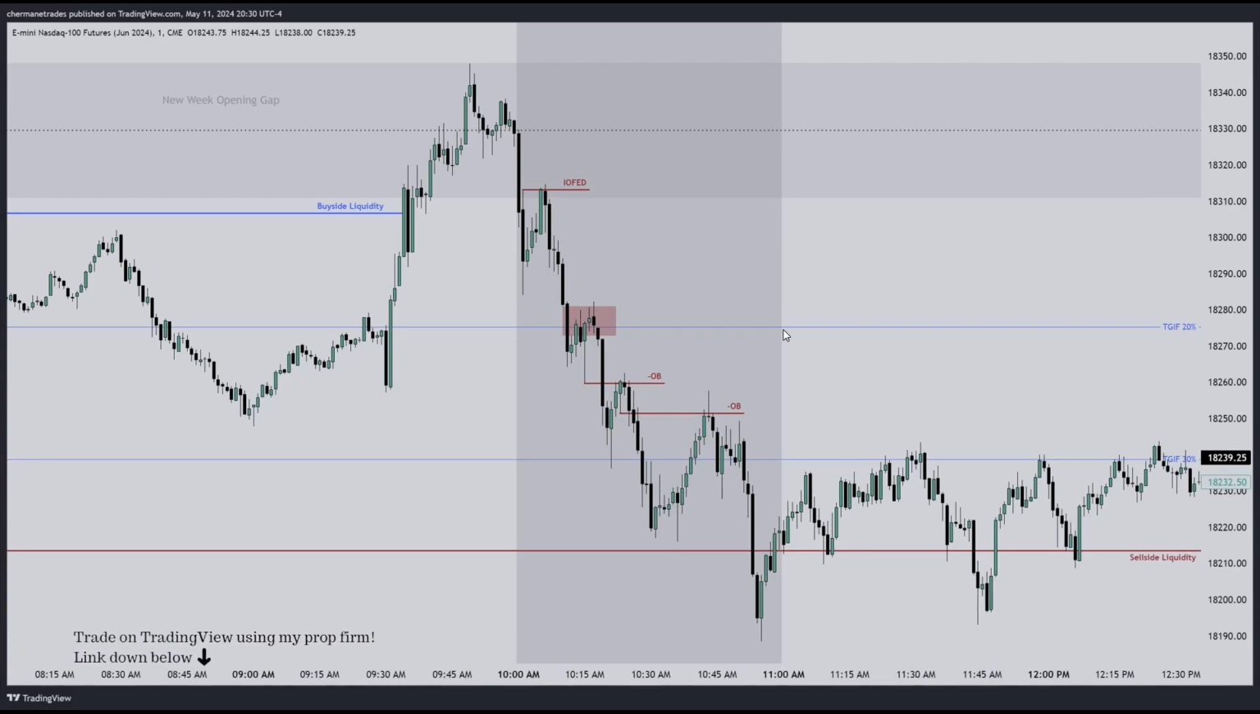Here's another example of how I use new day opening gaps as resistance. Okay, we have buy side up here. We clear the buy side. You can see I have it labeled here. This is a new week opening gap based off the weekly chart. We trade up. Look at the precision here.